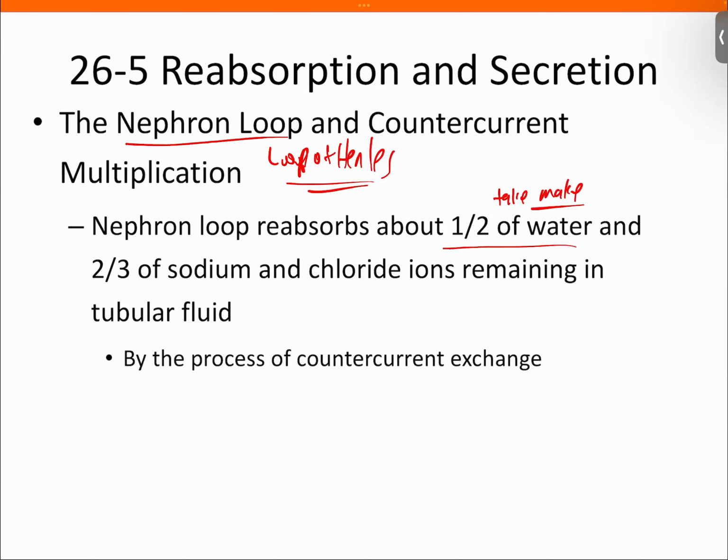So you're basically taking about half of your water content back out of your filtrate and almost 2/3 of your sodium and chloride ions. So that's all coming back to you. So that's a lot. So you're reclaiming water and sodium chloride with that loop. That's basically what you're doing. But the reason why you get so much exchange, so much take back, more so than the PCT ever did, is because of this counter current multiplication mechanism. This is a critical physiological mechanism.